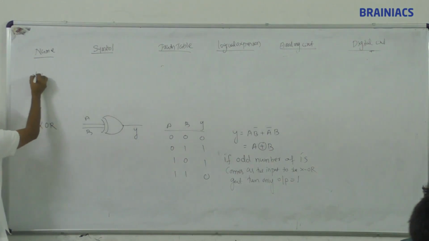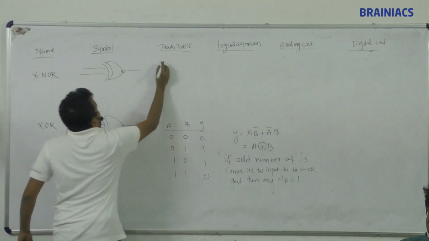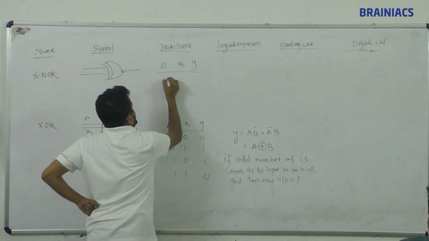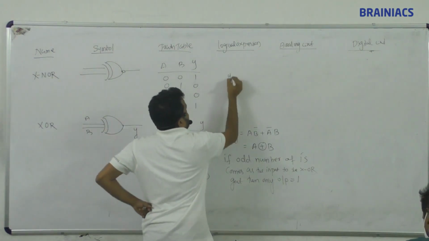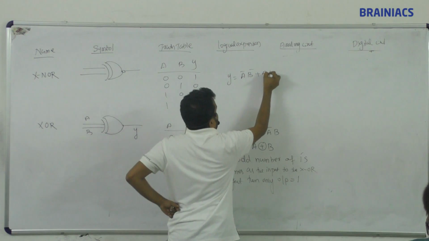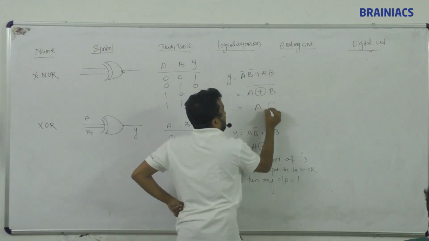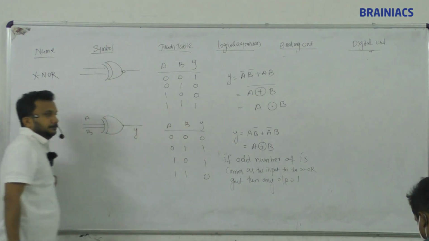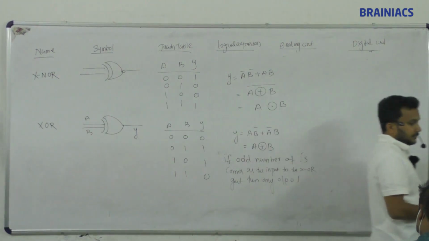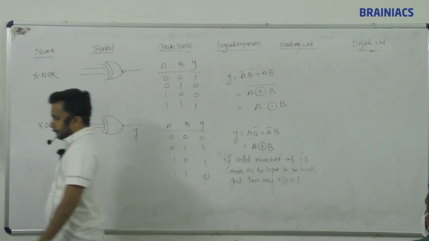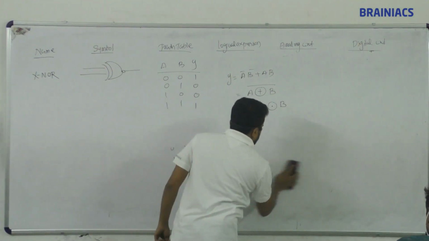The last one, XNOR gate. A, B, Y, the opposite truth table: 0 0 1, 0 1 0, 1 0 0, 1 1 1. Logical expression: Y is equal to A bar B bar plus AB, or we say (A XOR B) whole bar, or we say A XNOR B, like this, 3 notations. XNOR is XOR plus NOT.